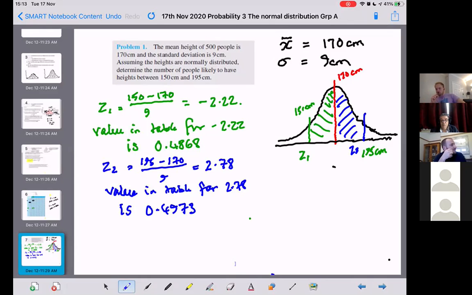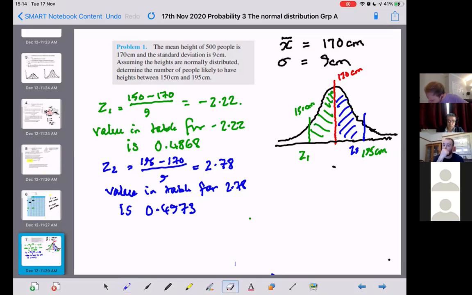But that's the probability of a person's height being between 150 and 170, which is lower than the mean. And then the other one is between 170 and 195, which is above the mean. To get the number of people that lie in the whole lot between 150 and 195, we've got to add the two probabilities together, because it's two separate parts. So to make the whole, you have to add them together.